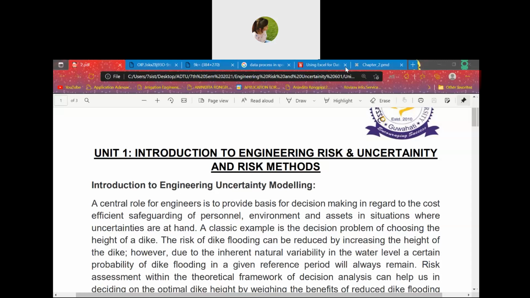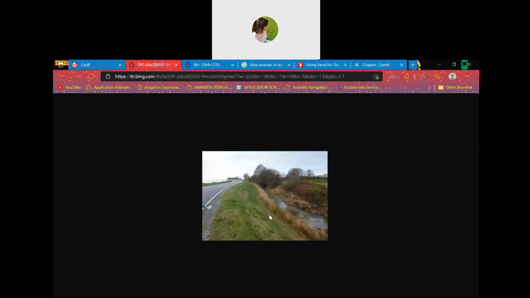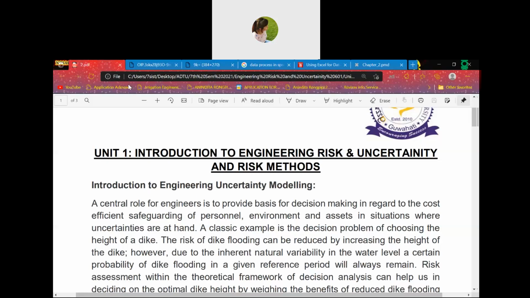A classic example that I have cited here is the decision problem of choosing the height of a dike. So we know what a dike is. This is a dike, and flooding occurs if the dike's height is short. So if the height is short, flood will take place. But if we increase the height of a dike, the flood cases are lessened. So here is the example for decision, like in a problem of a dike, how you can decide on the problem.